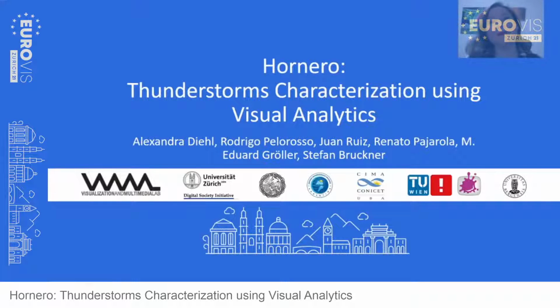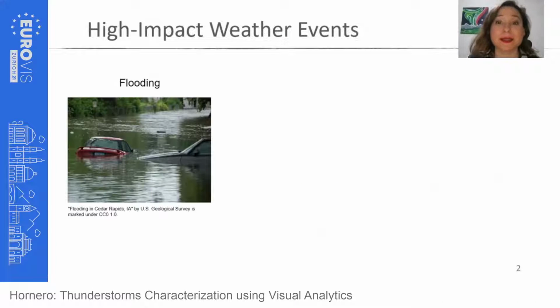Hi, everybody. Welcome to my talk. Today I will introduce to you Hornero, our work on thunderstorms characterization using visual analytics. Thunderstorms are among the most prominent high-impact weather events. They produce natural disasters such as extensive flooding, dangerous hail masses, and strong winds.